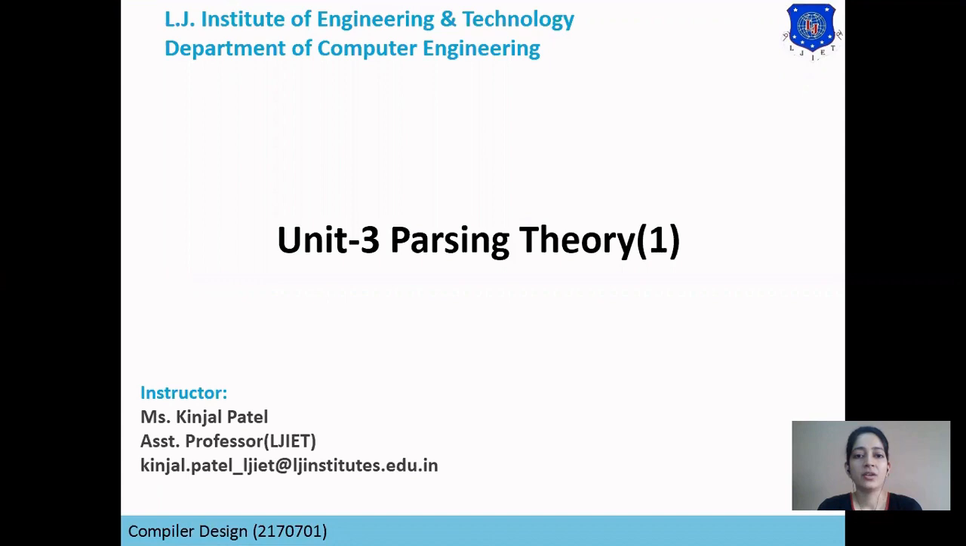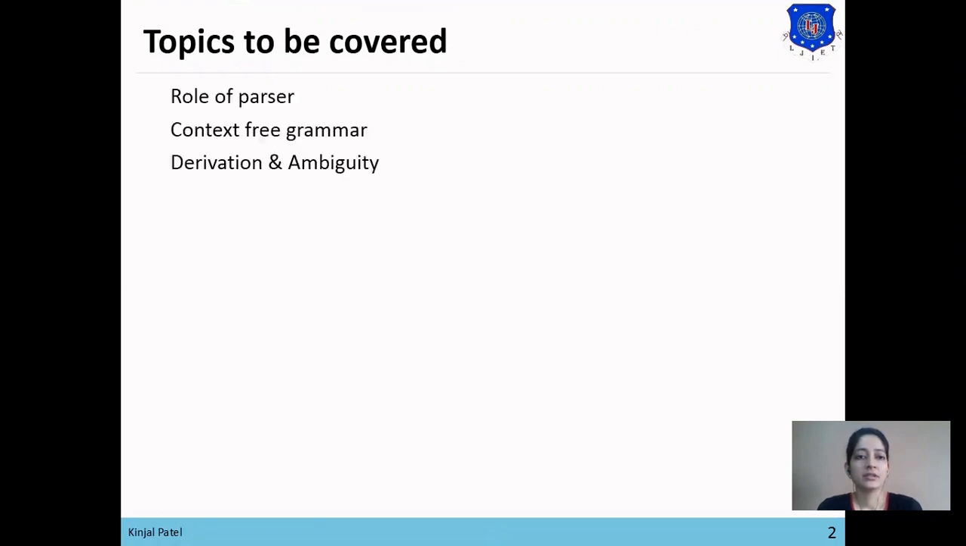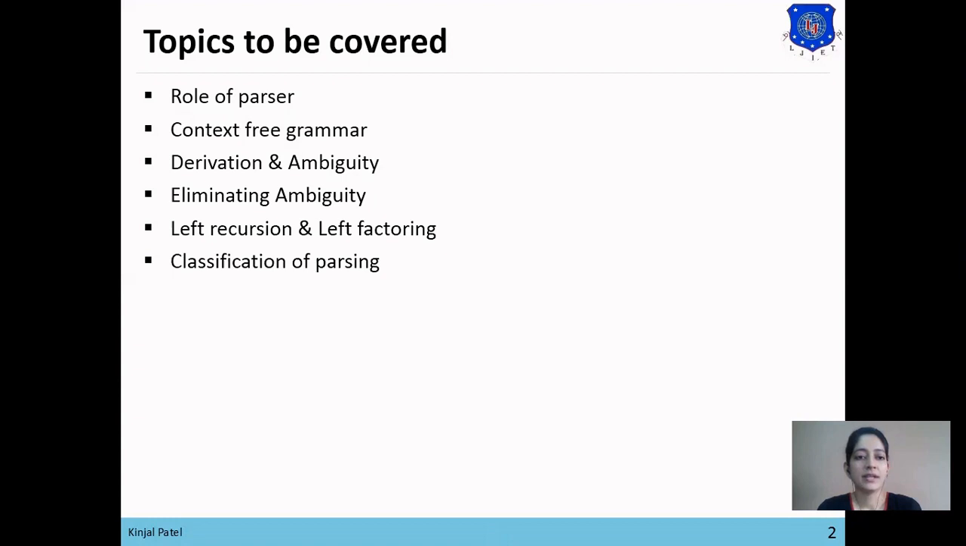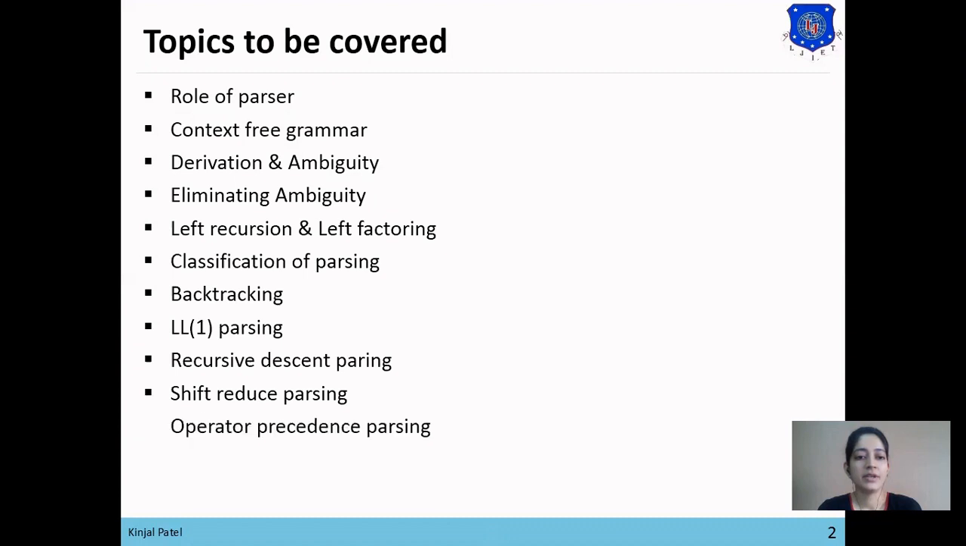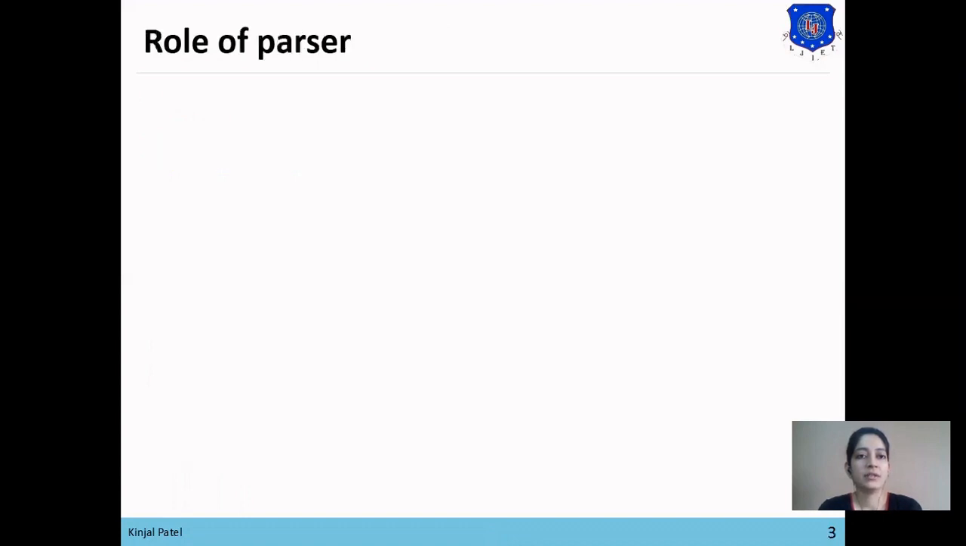So in part 1 of chapter 3, we will cover role of parser, context-free grammar, derivation and ambiguity, eliminating ambiguity, left recursion and left factoring, classification of parsing, backtracking, LL1 parsing, recursive descent parsing, shift reduce parsing, operator precedence parsing, and LR parsing. And in this lecture, we will learn role of parser, context-free grammar, derivation, and ambiguity.